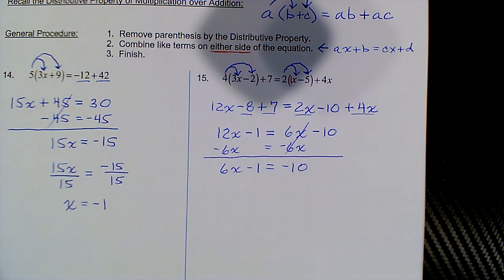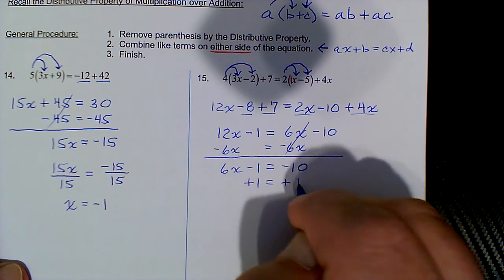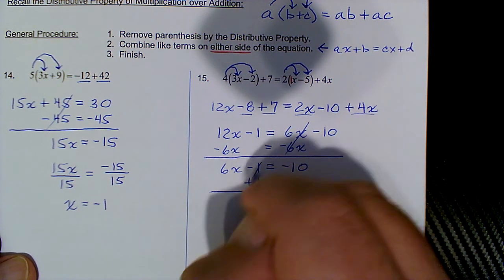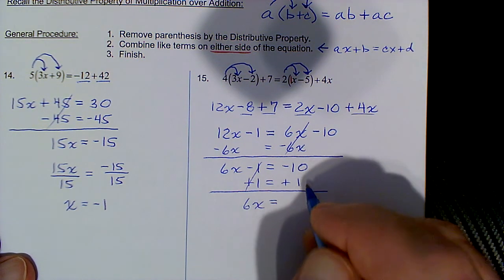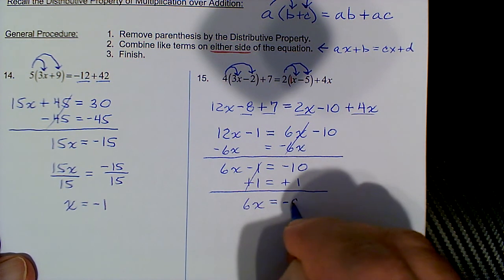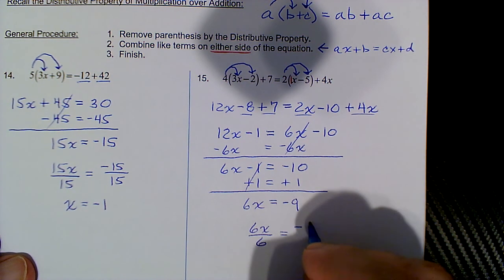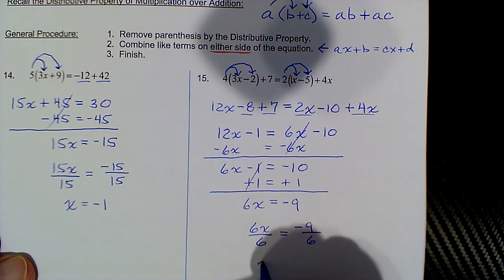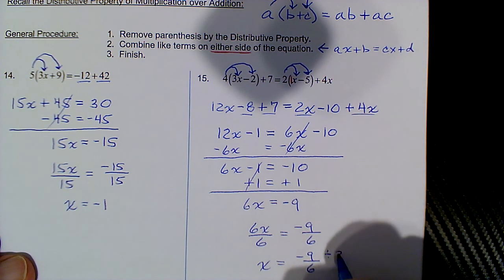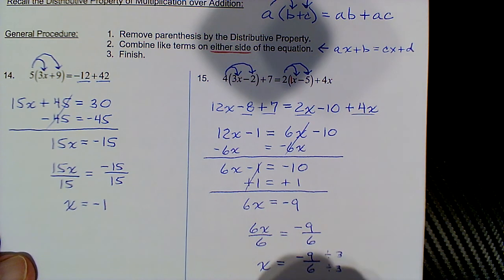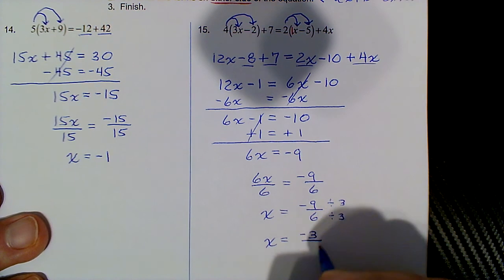Right, now we have the variable on the left, bring the constant to the right, get rid of the negative 1 by adding 1. The 1's are gone, bring down the 6x, tuck it right next to the equal sign. Negative 10 combined with a positive 1 is negative 9. And finally the division. And so x is negative 9 over 6, which reduces by a factor of 3 to negative 3 over 2.